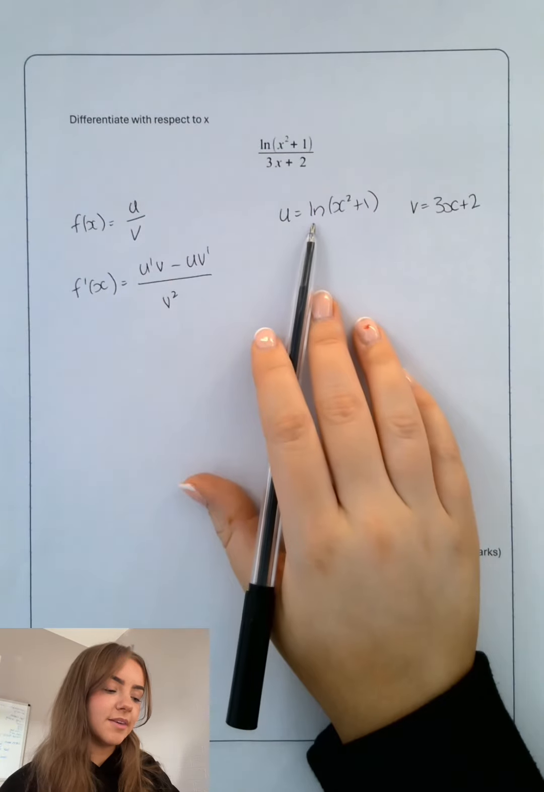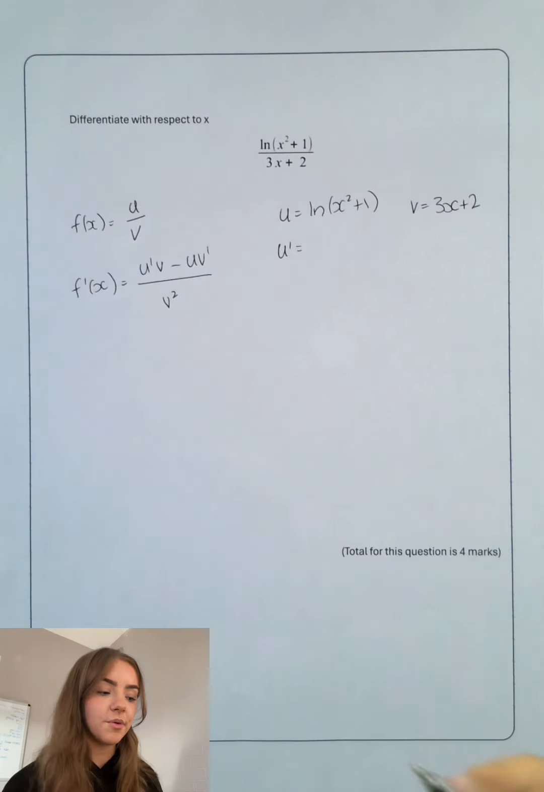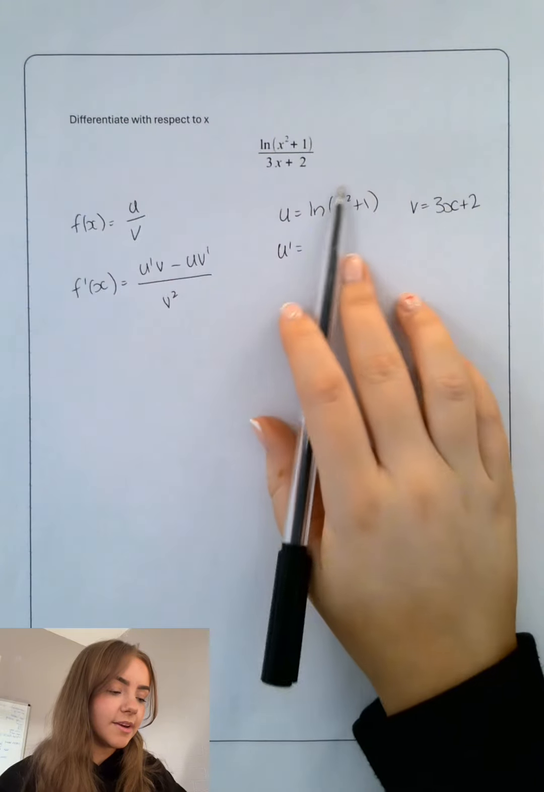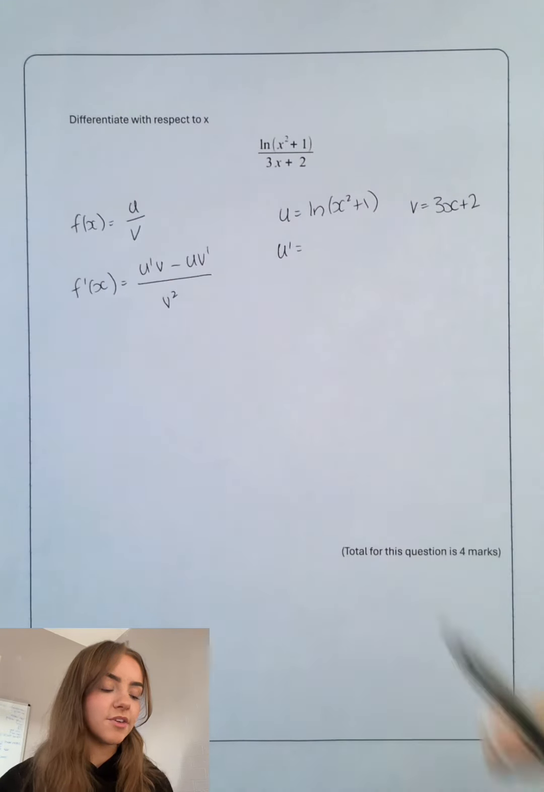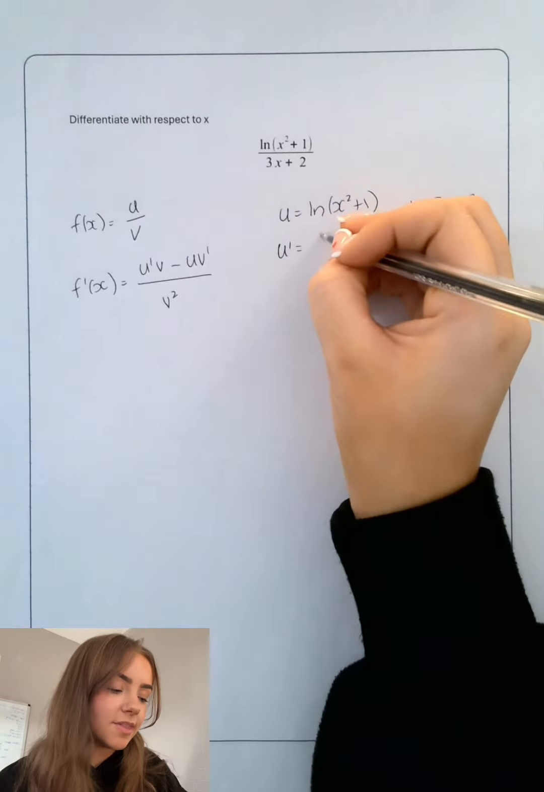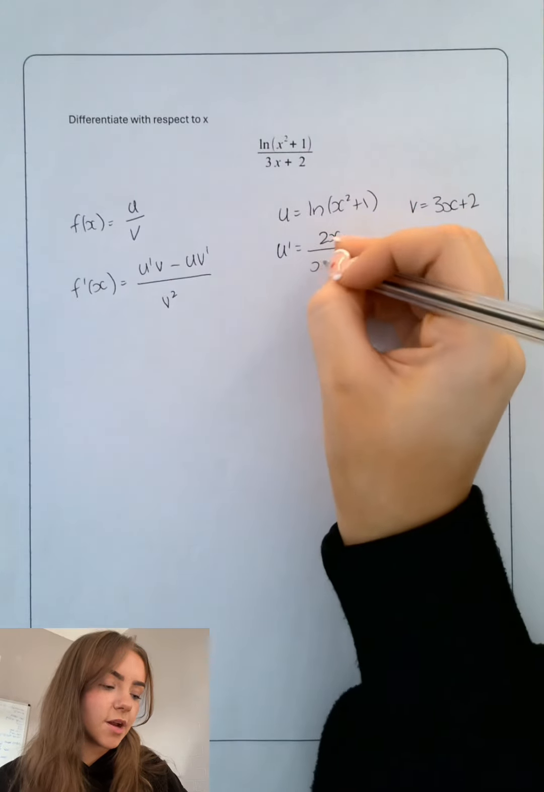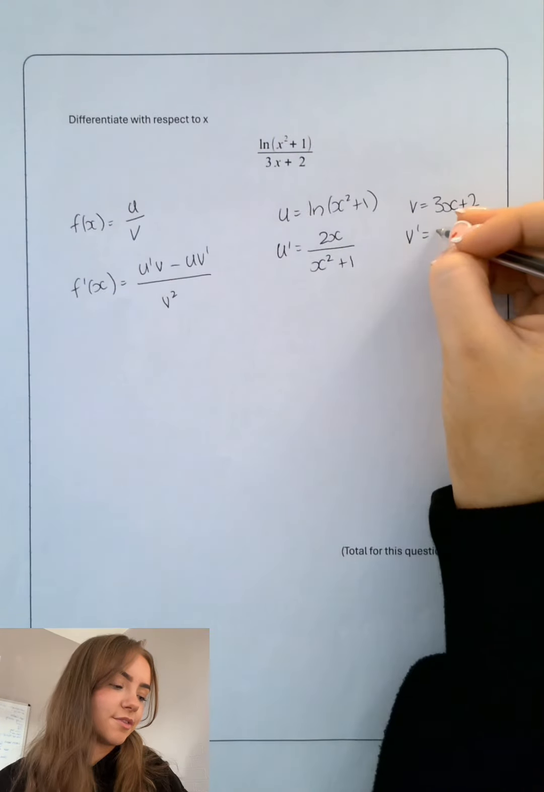Since u is equal to ln of (x squared plus 1), let's find what u dash would be, or in other words, again, the gradient function of u. When we differentiate a log, we differentiate the function within the log, so x squared plus 1 would differentiate to 2x. This would then be in our numerator, and the original function within the log goes on the denominator. Then when we differentiate v, 3x plus 2 will just differentiate to 3.